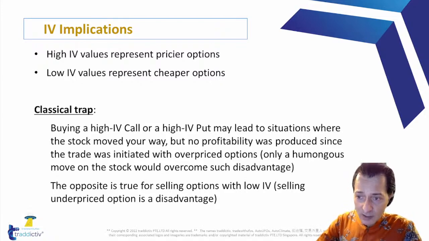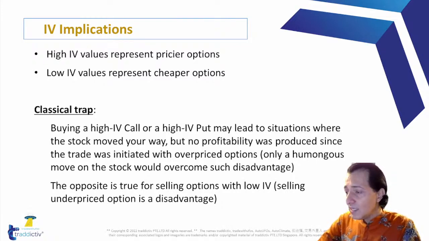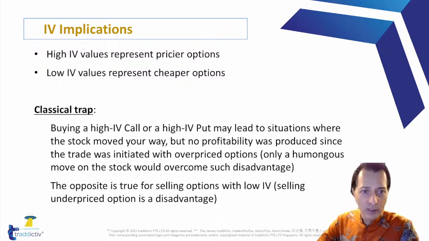What's the classical trap? Well, buying a high implied volatility call or buying a high implied volatility put may lead to situations where the stock moves your way, but then you don't make money. You either lose money or make just a little bit of profit, while the stock may have moved in your favor significantly. So, what was the problem?